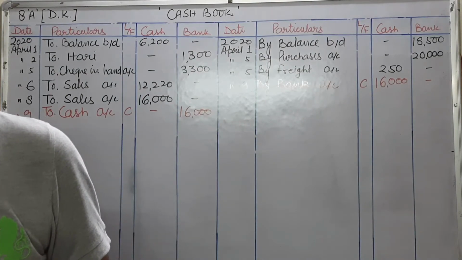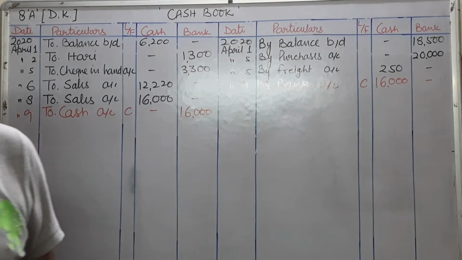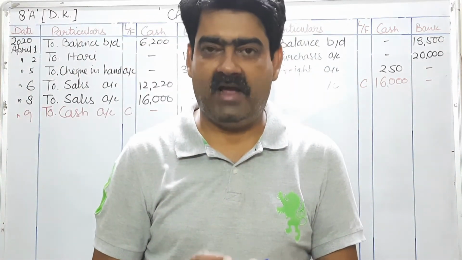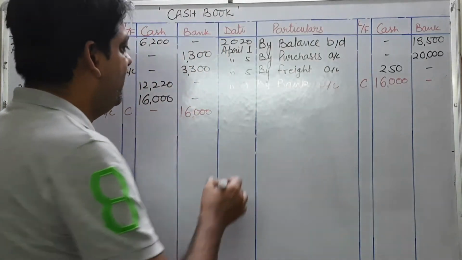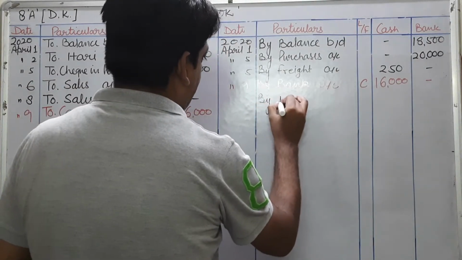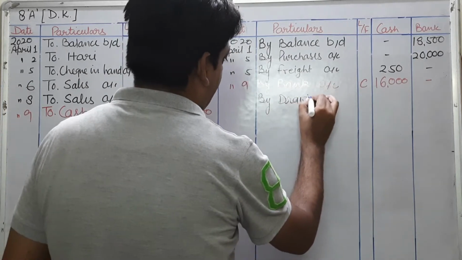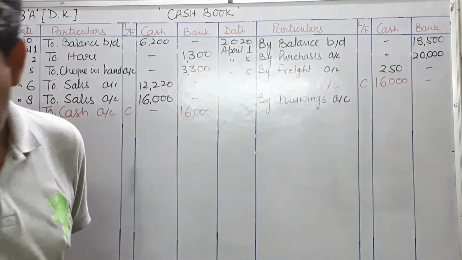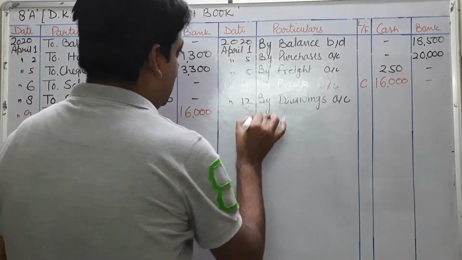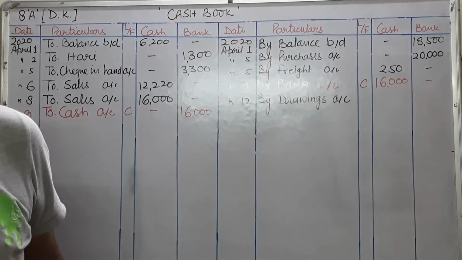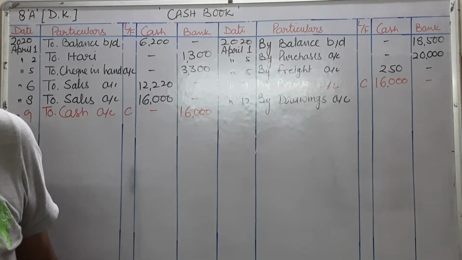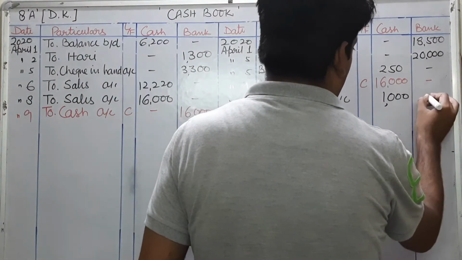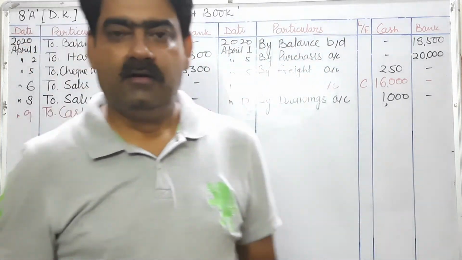Now see next, on April 11 withdrew cash for private use. So this is our drawings. A very simple journal entry will be there, that is drawings account debit to cash account, and the treatment will come in the credit side by drawings account. Date is April 12, and simply we are withdrawing cash from our business for personal use. Rupees 1,000 will come in the cash column. Okay, simple treatment.